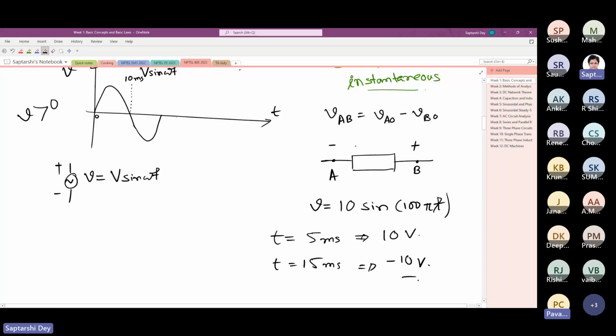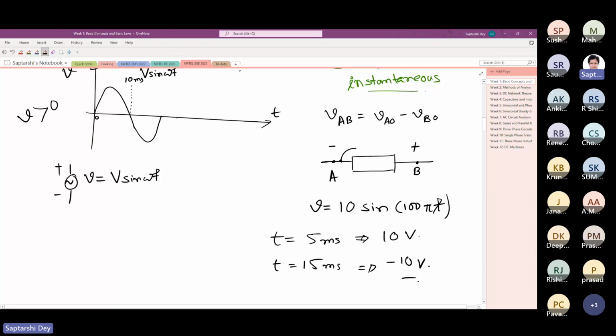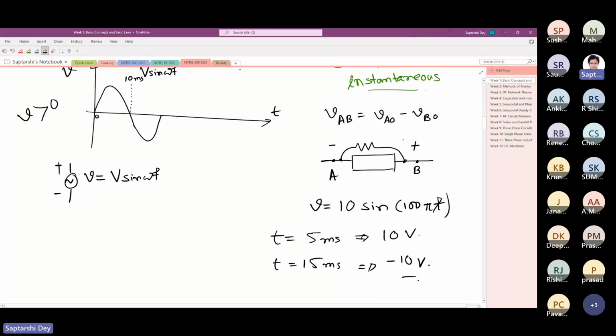That means if I have a resistive element, then the current will flow from B to A. That is the definition of higher potential. Just conventional current flow you're telling? Yes. You said conventional current. What does it mean? Opposite to electron direction.